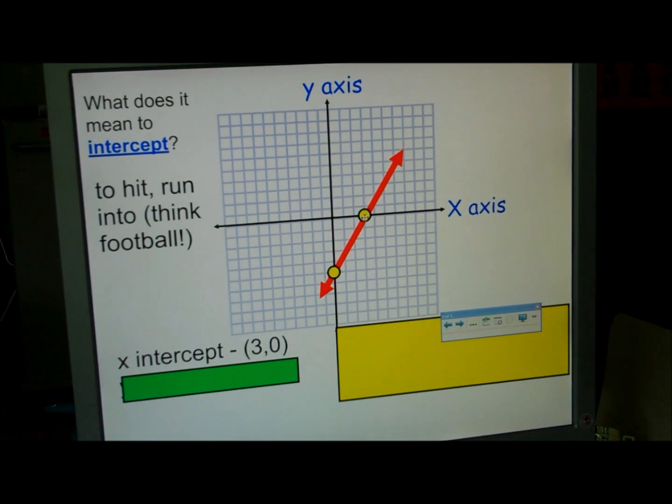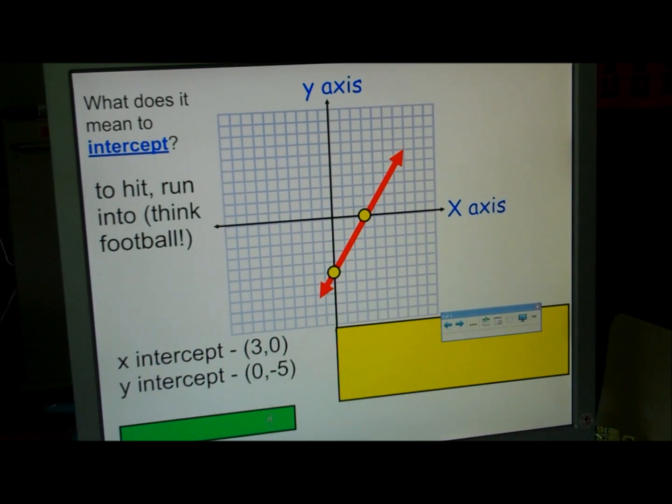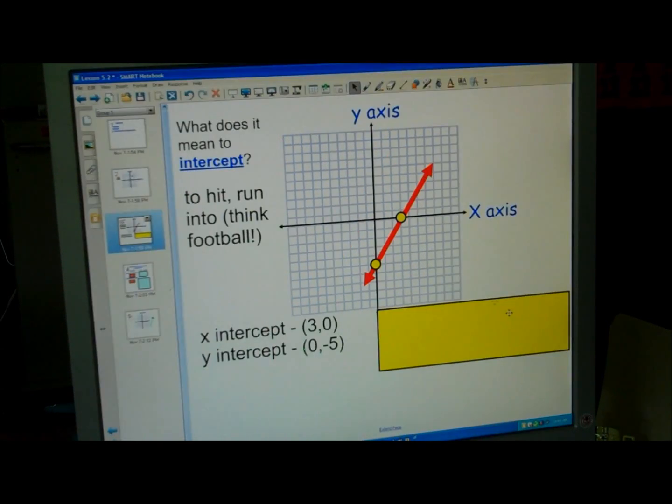So when I'm looking for the x-intercept, y has to be 0. The y-intercept, that's this axis right here, going up and down. It's 1, 2, 3, 4, 5. So it's 0, -5. That's the ordered pair where it hits the y-axis. Notice, when I'm looking for the x-intercept, which value is 0? The y. When I'm looking for the y-intercept, I don't want to run anywhere, so x has to be 0.